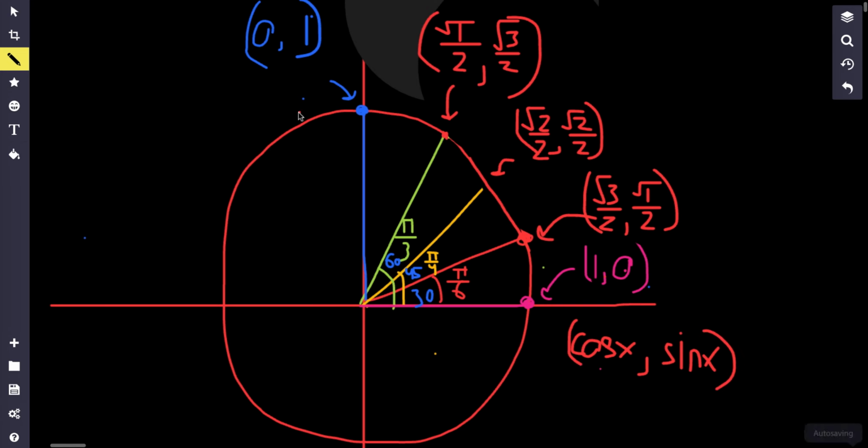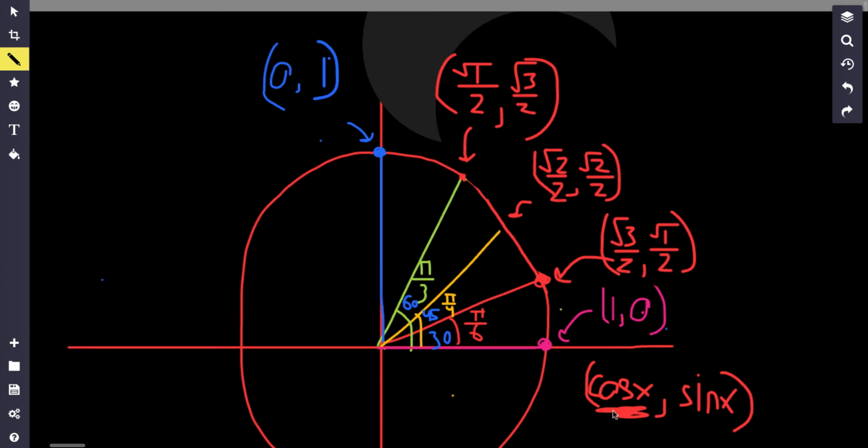Any point on the unit circle can be defined as cosine of x, sine of x. So notice the cosine value represents the x value, and the sine value represents the y value. And you see a sort of pattern here.